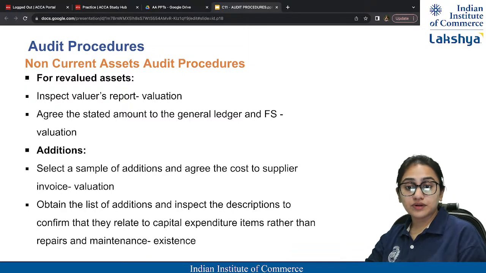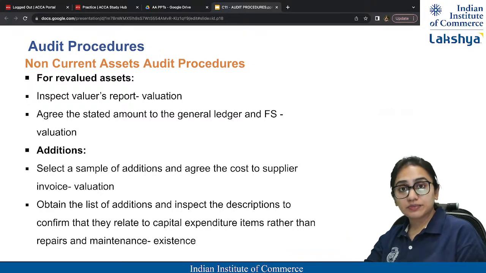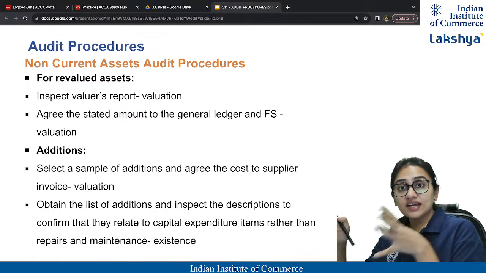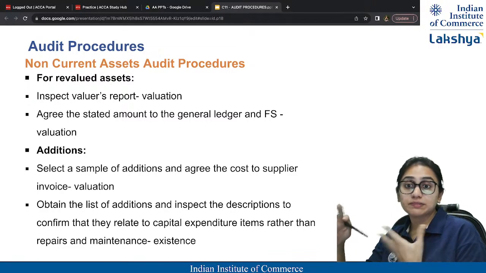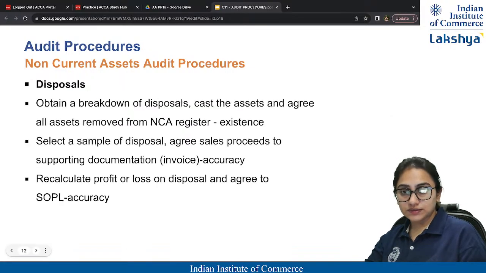Okay, so again, obtain a list of how much additions have been done to plant and machinery. Inspect the descriptions to confirm that they relate to capital expenditure. That is, addition is a part of capital expenditure, right? Because it is a long-term expenditure rather than repairs and maintenance. So you have to differentiate really if you added items to plant and machinery or you just repaired plant and machinery. Okay, so this is in terms of additions.